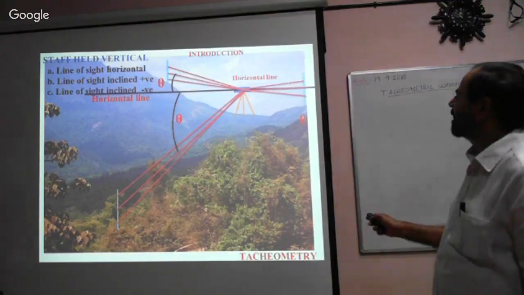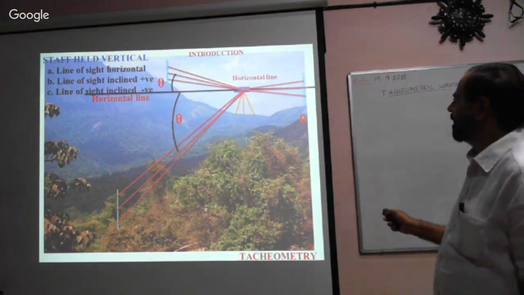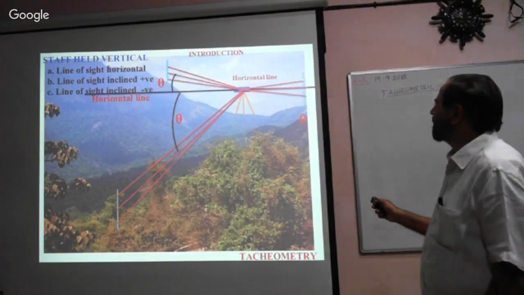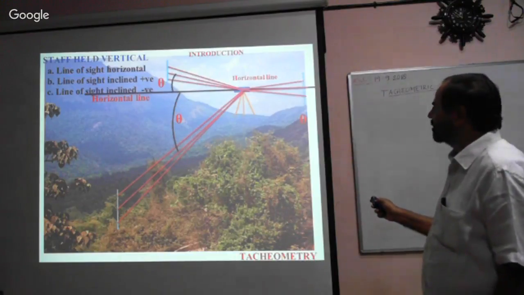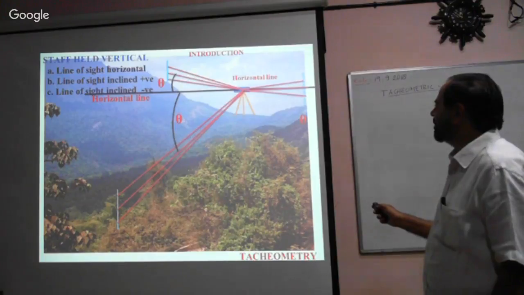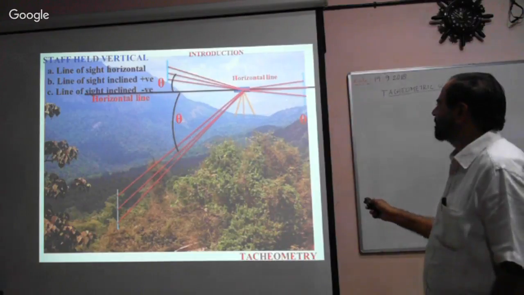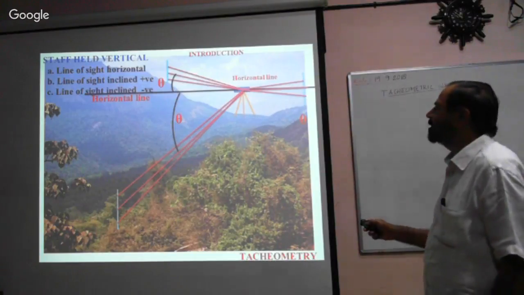Because the line of sight is truly horizontal, we can measure the top hair reading, the bottom hair reading, and the middle hair reading. The distance from here to here we can calculate using these. This is one situation. Another situation.